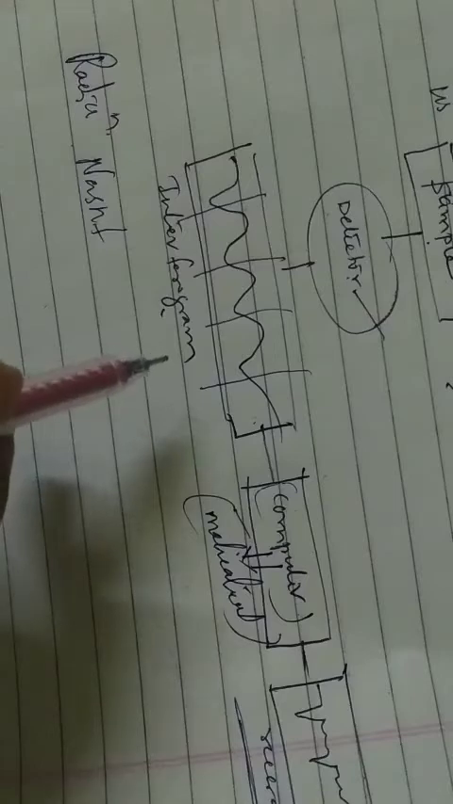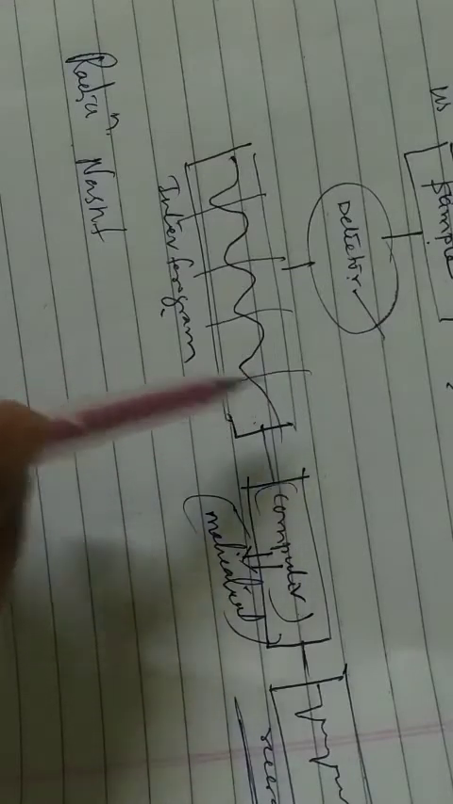Now if we go through each and every point here, starting with the radiation source, it is nothing but the Nernst glower or globar radiation.